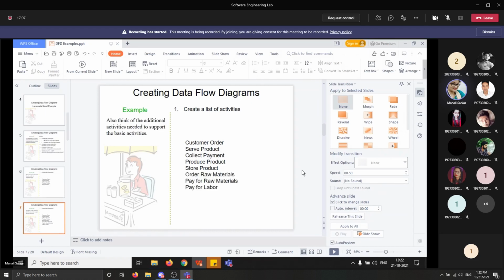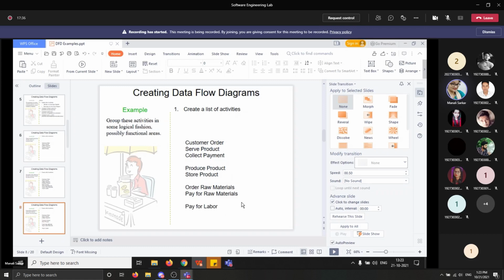Another one, see. Also think of the additional activities needed to support the basic activities. Here the additional activities are what? Order raw materials, pay for raw materials, and pay for labor. So customer orders, serve product, collect payment, produce product, store product. These are already given. And in additional activities, we are adding order raw materials, pay for raw materials, and pay for labor. Okay.